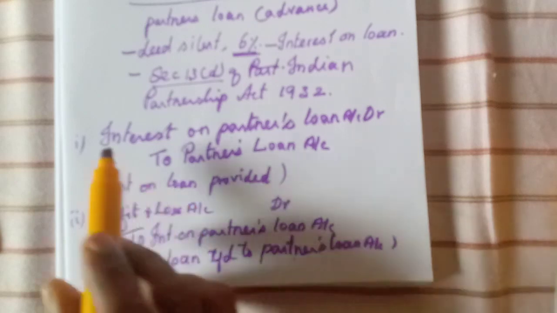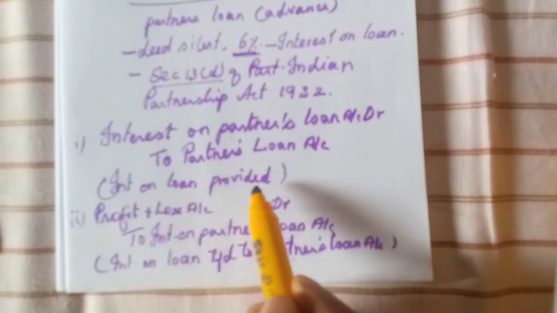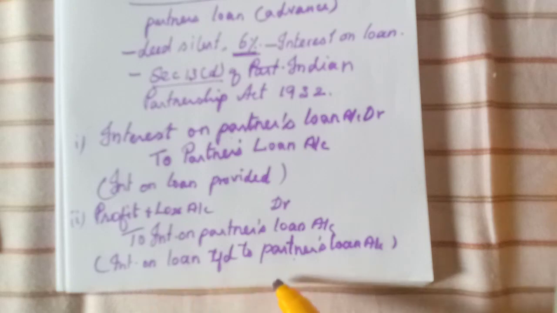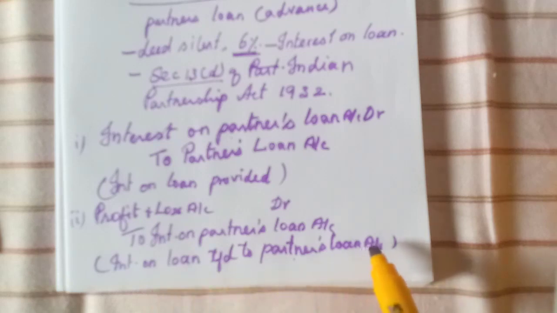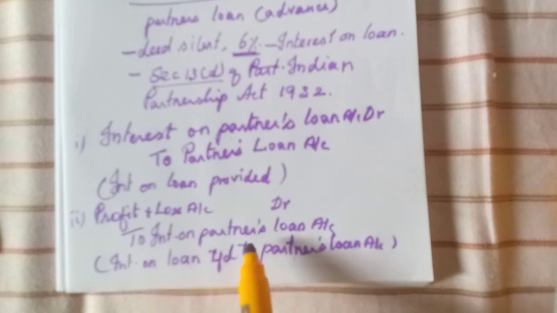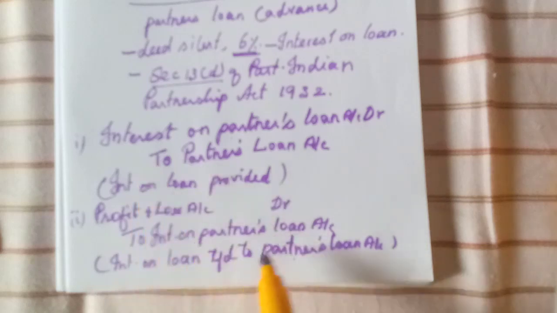Only two entries are needed for adjusting. You can use the words interest on loan adjusted, provided, or due, whatever you like. Here, interest on loan is transferred to the partner's loan account. In the balance sheet, we show the partner's loan by adding this interest on loan along with the loan.